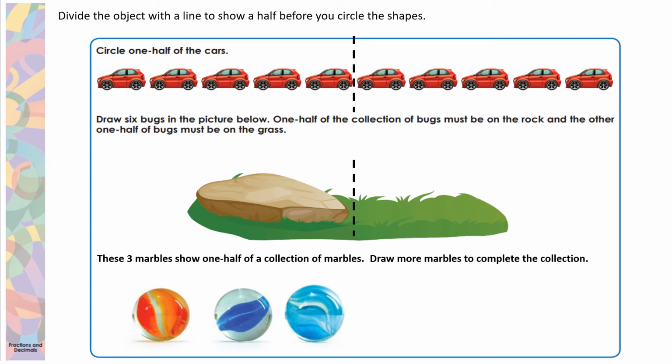Now here's where I'd use my counters. If I get out 6 counters and share them equally, half on the rock and half on the grass, then I can draw my bugs in. You can just draw a ladybug, or if you don't want to draw a bug, you can just draw a circle and put 2 eyes on it.